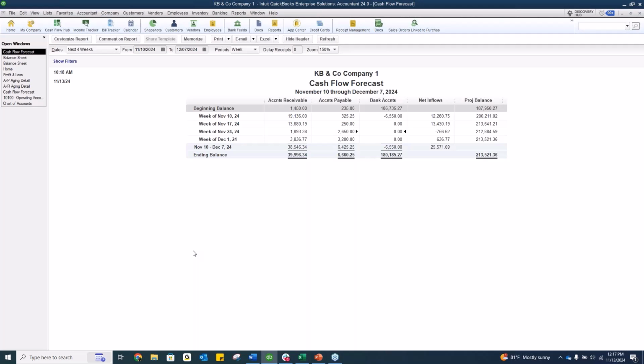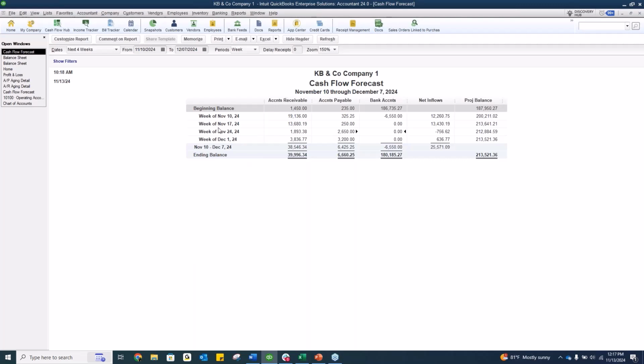You can customize this report for different date ranges, but the default is the next 4 weeks, so that's where we'll begin. If there is one thing to take away from this report, it is that due dates on your transactions matter. Why? Well, because that is how this report is able to look ahead to see when those AR transactions or AP transactions will become due.